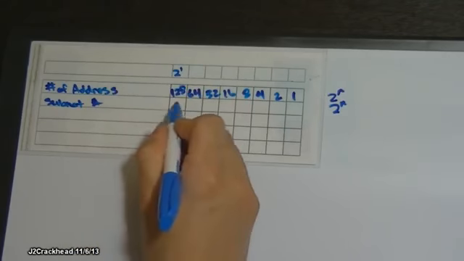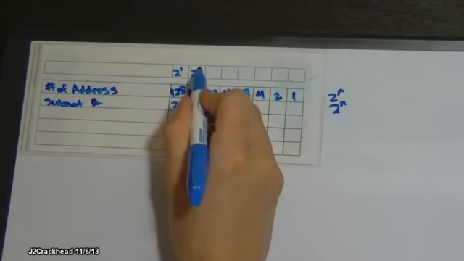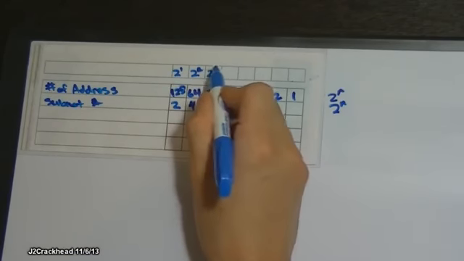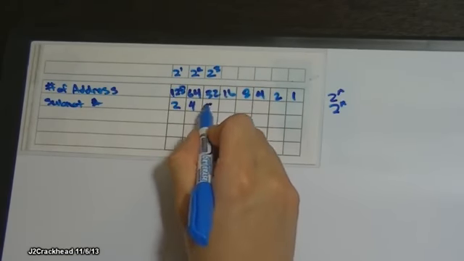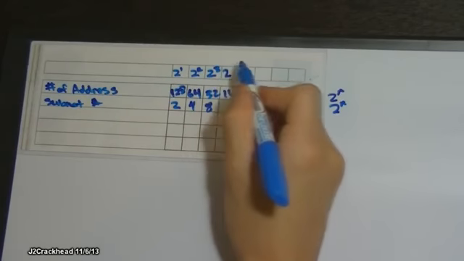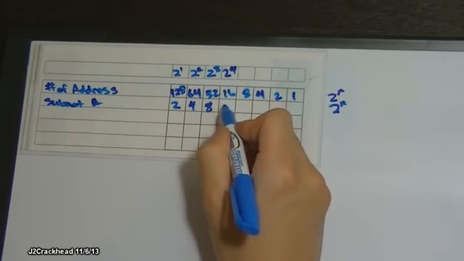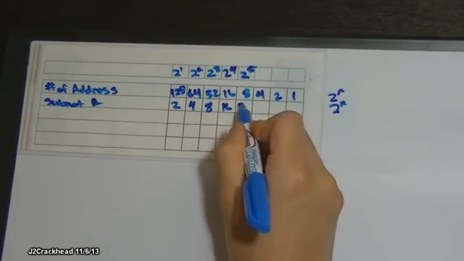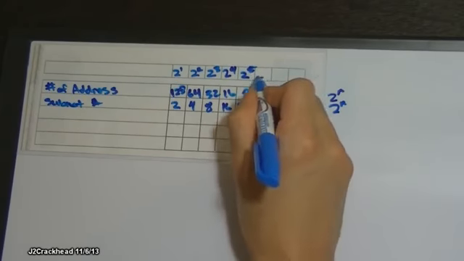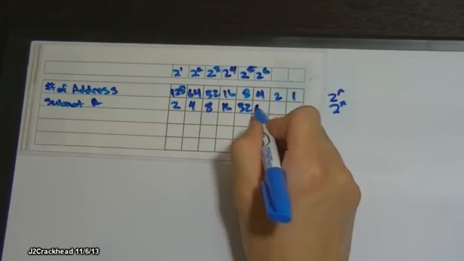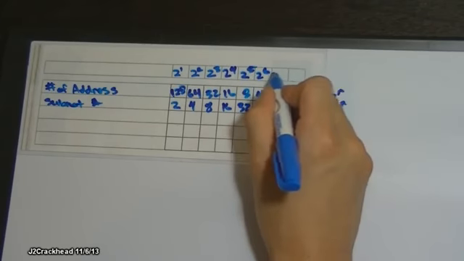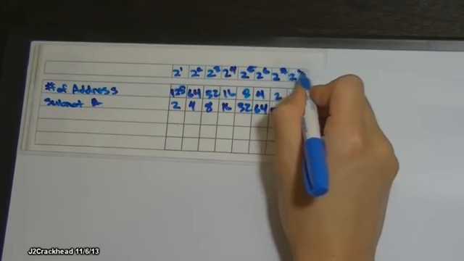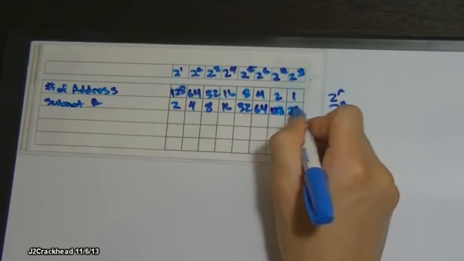That'll be 2. 2 to the second power, that'll be 4. 2 to the third power, that'll be 8. 2 to the fourth power, that'll be 16. 2 to the fifth power, 32. 2 to the sixth power, 64. 2 to the seventh power, 128. And 2 to the 8th power, that'll be 256.